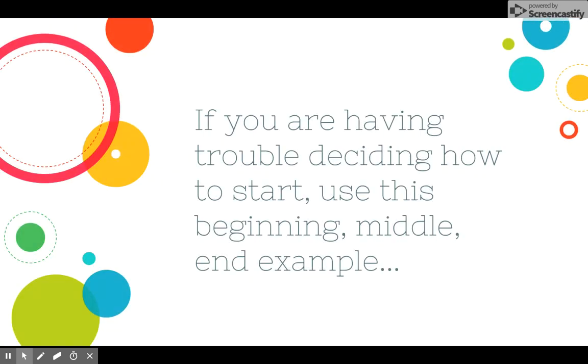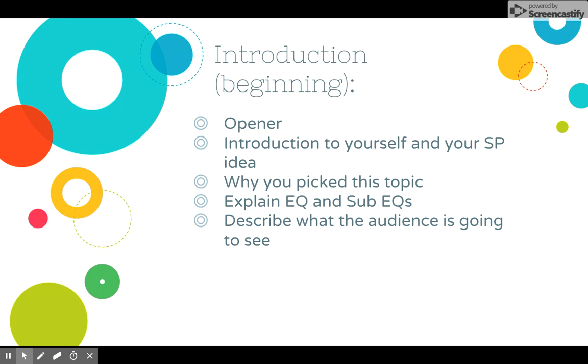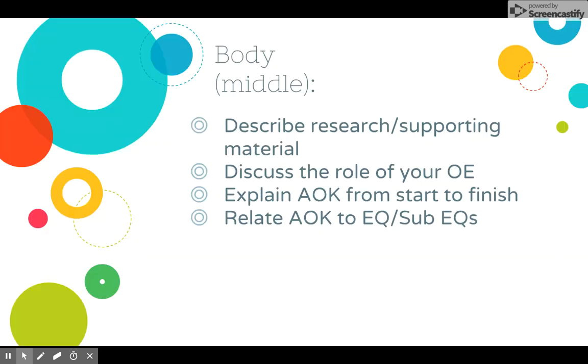All right. In terms of the presentation format, there is no one right way to do it, but we do have some samples online for you to look at. And if you're just trying to figure out how to do it, we recommend the beginning, middle, end example. So in the beginning, you open it up, you talk about yourself, why you picked this topic, explain what the EQ and sub-EQs are, and let the audience know what it is that they're going to be seeing.